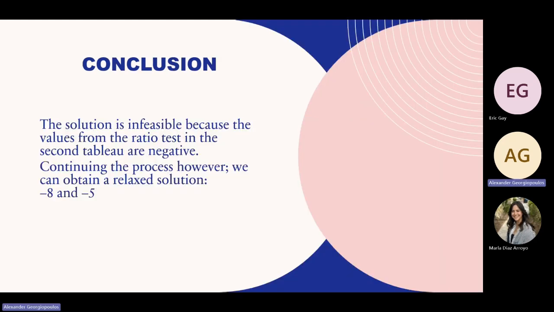But in conclusion, as these are negative numbers, these fail the ratio test, and they don't comply with the non-negativity constraints. And so this would not be a feasible solution to this problem.